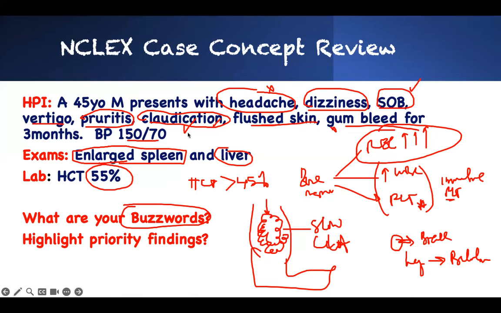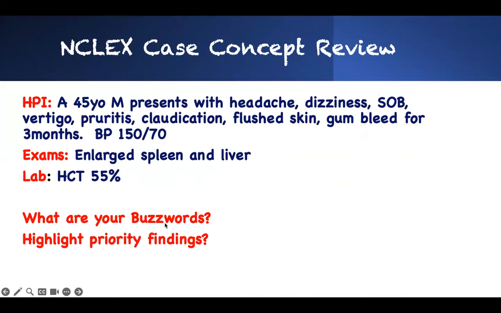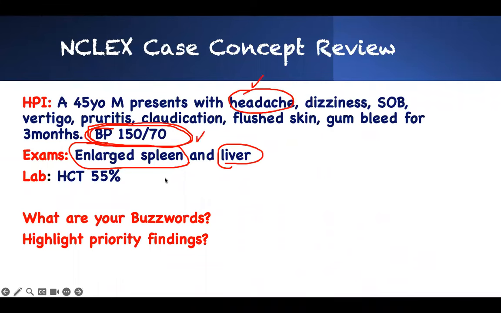So what are your buzzwords? It's those underlined. What are your priority findings? If you said follow up on that, not all of them. Okay, so polycythemia vera, I expect this, so it's not a priority finding. It's this: enlarged spleen. Your spleen is enlarged, I'm worried. And your liver is enlarged. And hypertension, yes. When you start seeing hypertension, you should be worried that now the disease has gone to a problem. So this is not that bad, okay? And then the headache, these two. So hypertension, enlarged spleen and liver, those are my priority findings.